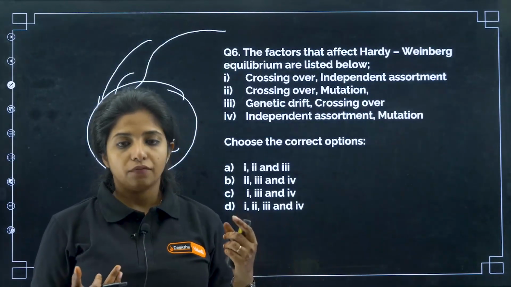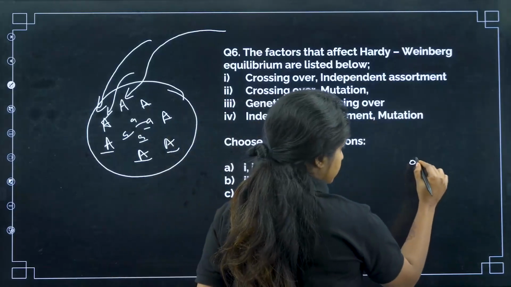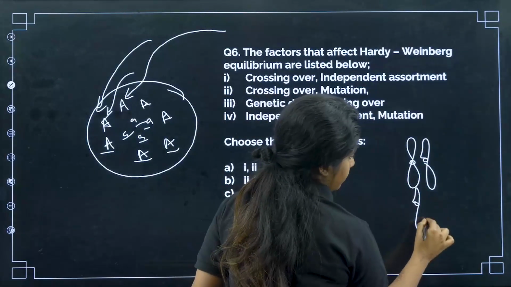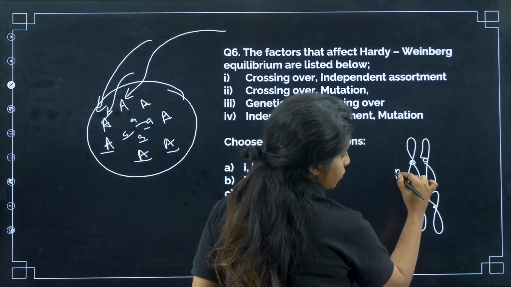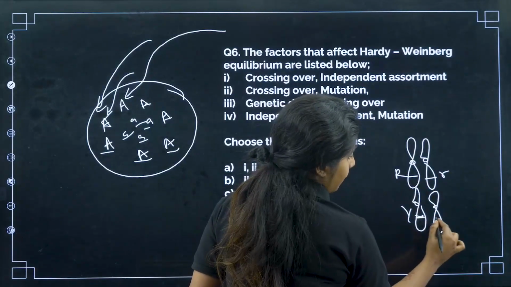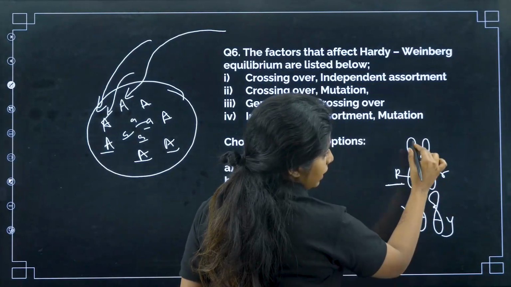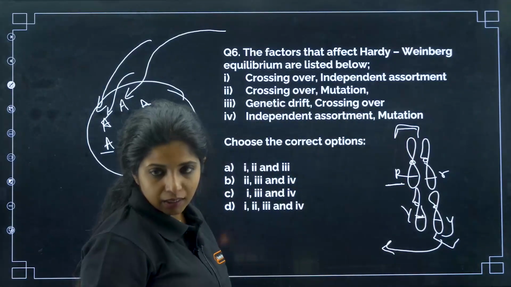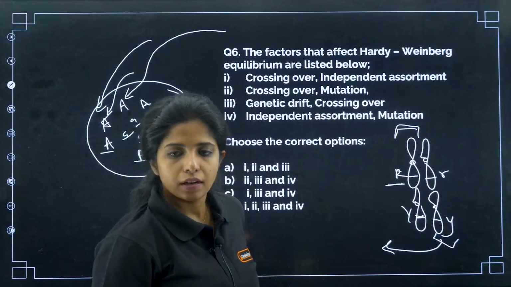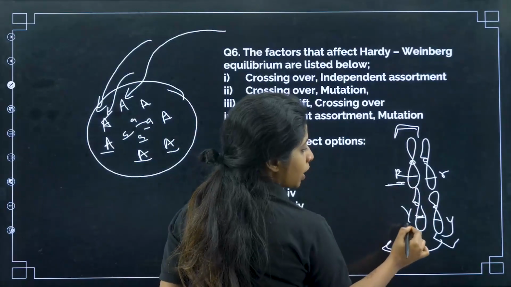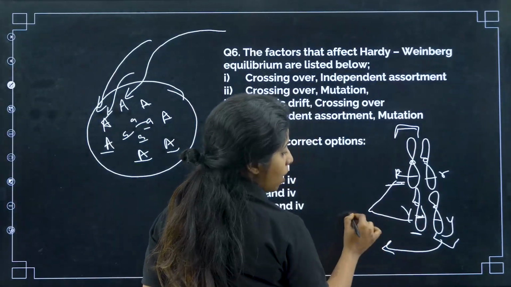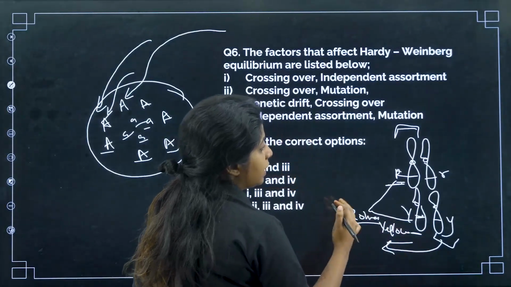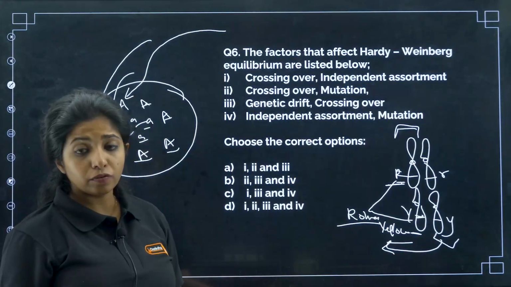Independent assortment is when, suppose this is a chromosome for capital R small r and this one for capital Y small y. Now this chromosome can go with this chromosome in a gamete, so it can be round and green, or on the other hand this chromosome can go with this chromosome, so it can be round and yellow also. So it can be either combination that can go. So obviously independent assortment, mutation, crossing over, genetic drift.